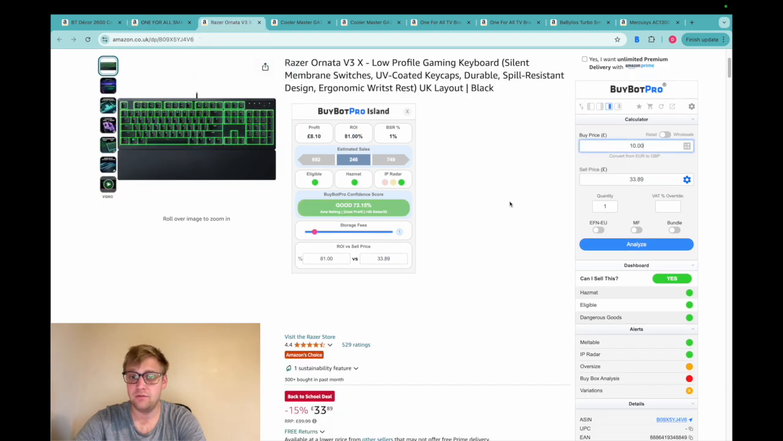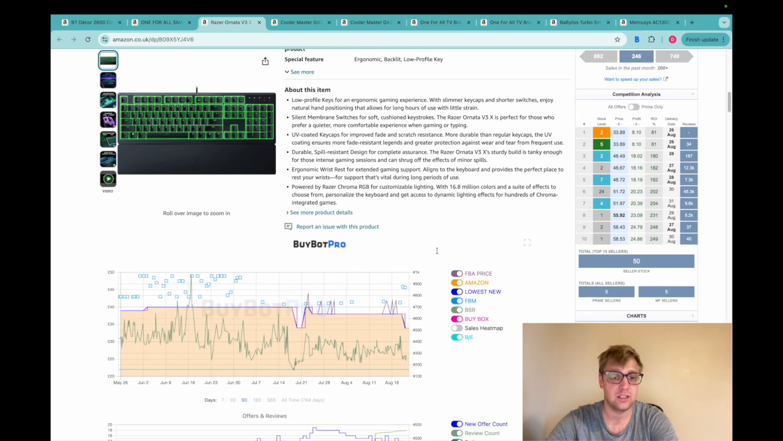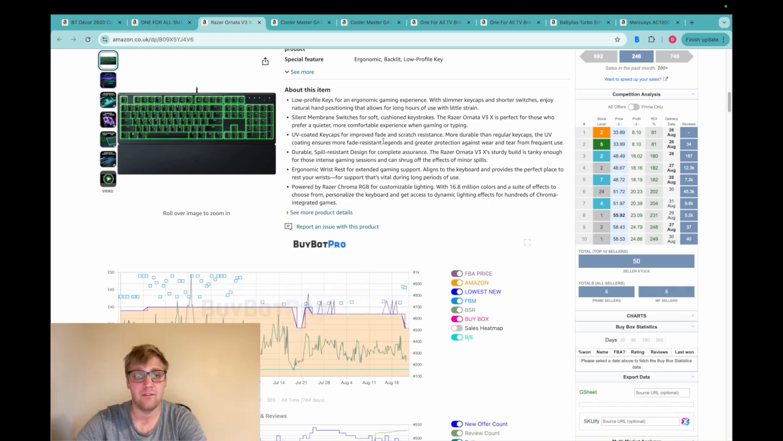Managed to pick up three of these keyboards for £10. They're currently selling for £33.89, over £8 in profit, 81% return on investment. You can see the estimated sales, a fast selling product basically. Scrolling down again, Amazon is on the listing. As you can see, there are a couple of FBA sellers here as well. Anyways, the chart is looking incredible. You can see the bestsellers rank is 314. Nice graph, it's just a very, very fast selling product, this one.